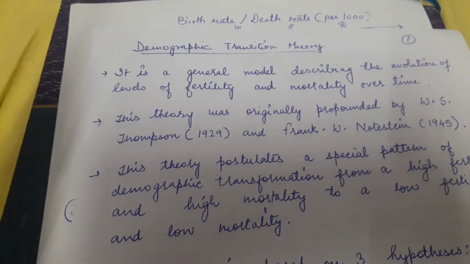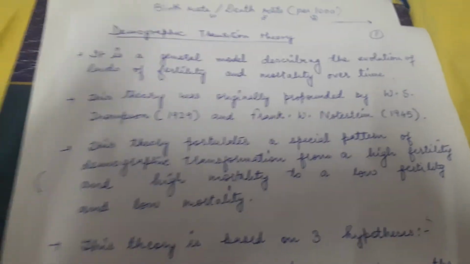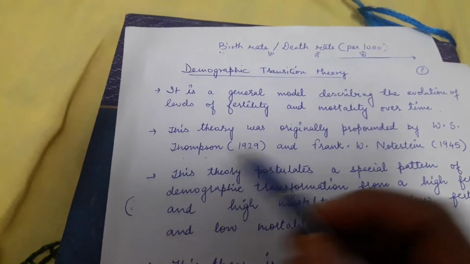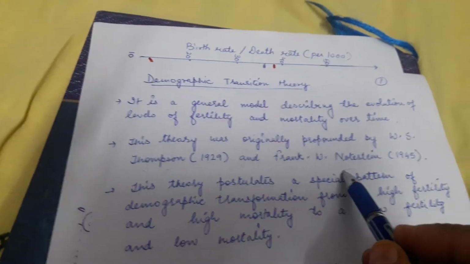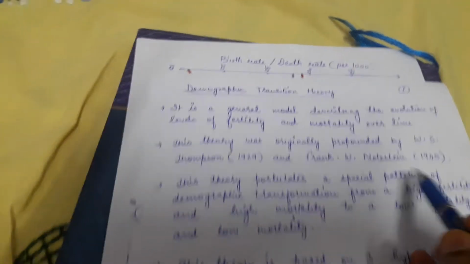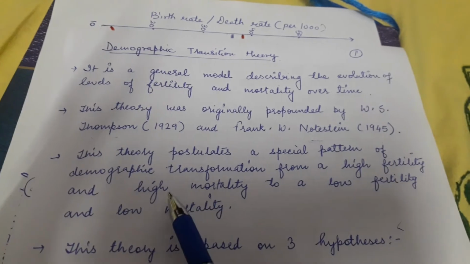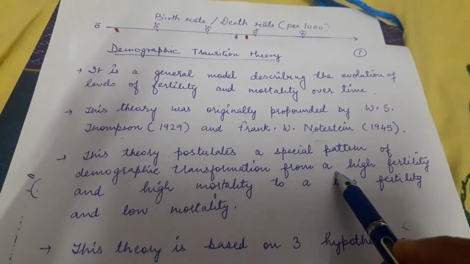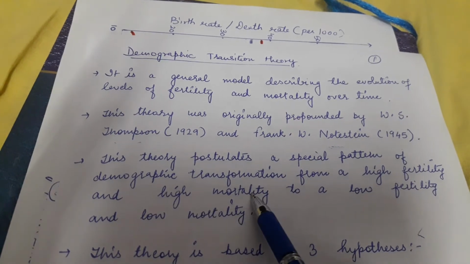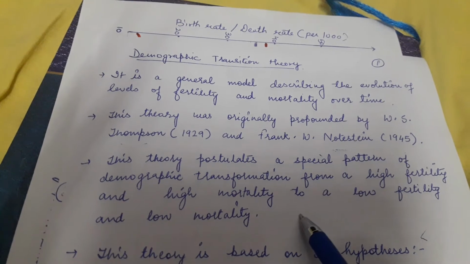Now, it was given by W.S. Thompson and Frank W. Notestein. Thompson and Notestein gave it in 1945, and this theory postulates a special pattern of demographic transformation from a high fertility and high mortality stage to a low fertility and low mortality stage.